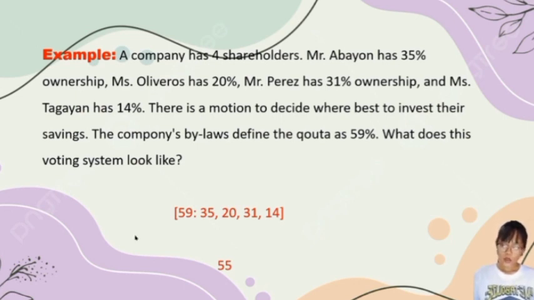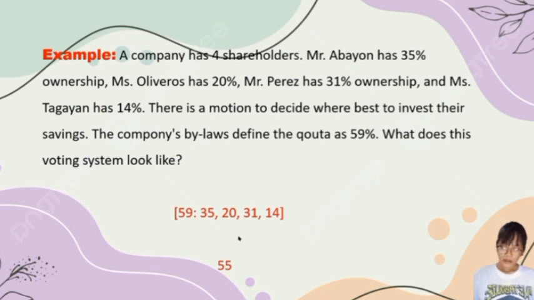Gawa lang tayo ng open square bracket, yung quota na 59, tapos si Bayan ay 35, tapos si Olivares ay 20, tapos ang isa ay 31, and ang isa ay 14. So, ito ang notation natin ngayon. Yung first shareholder, ang weight niya ay 35. Tapos ito ay 20, 31, and 14. Siyempre, kung pipili tayo sino ang mananalo, siyempre siya yung over the quota.